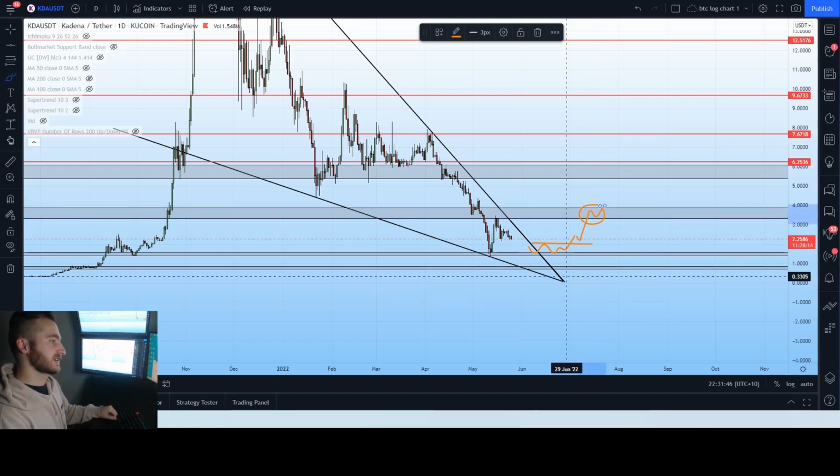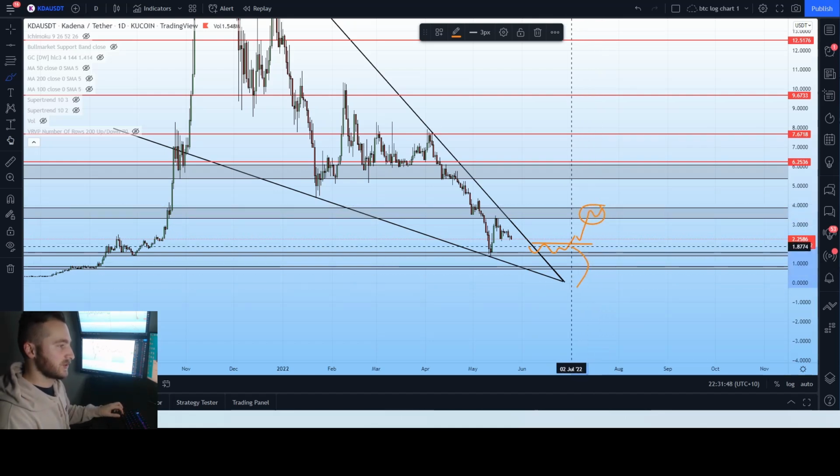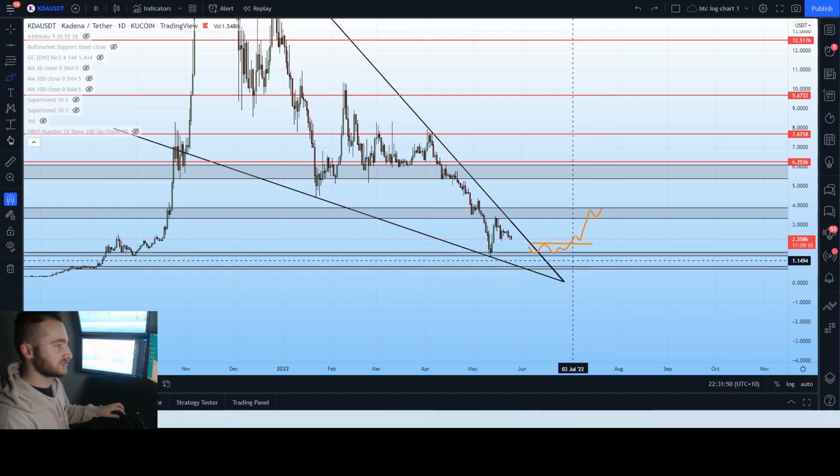That would be our first sign of strength. We're looking for entries upon this area here. So looking for entries, guys, in this gray box would be the ideal scenario.